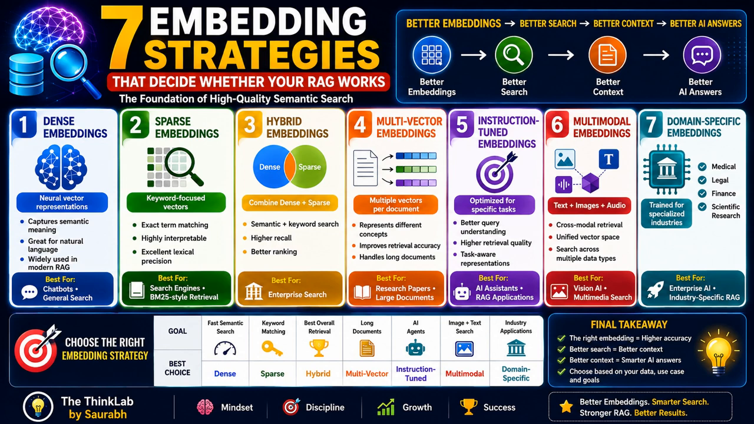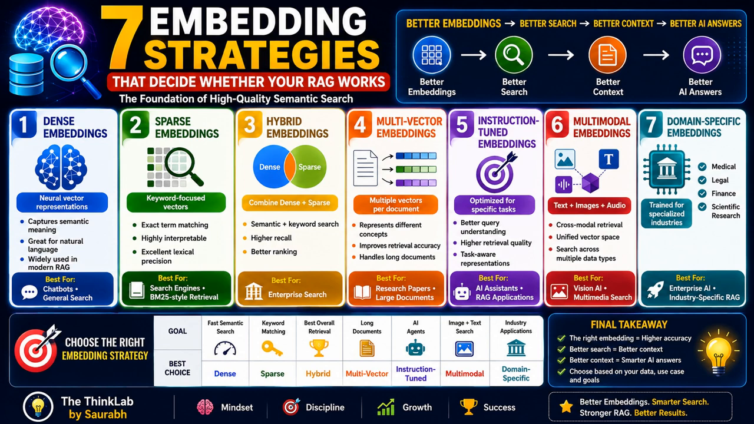Strategy 7 is domain-specific embedding. General embedding models are trained on a wide variety of internet data, but specialized industries require specialized knowledge. Medical documents use medical terminology, legal documents use legal language, and financial reports use financial concepts. Scientific research contains technical vocabulary. Domain-specific embeddings are trained on this specialized data. As a result, retrieval accuracy becomes much higher. They are widely used in healthcare, law, finance and scientific research.